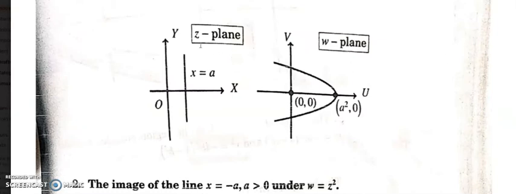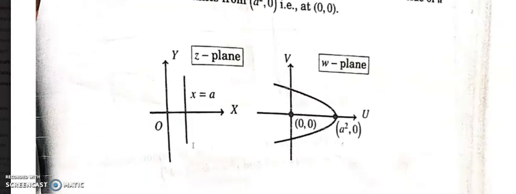The image will always be in terms of u and v. The image will be in the w plane. So this is a parabola. The question is in the z plane, that is x and y, and the image will be in the w plane, that is in u and v. Here it is a parabola, so you can write all these things when you write about the image.